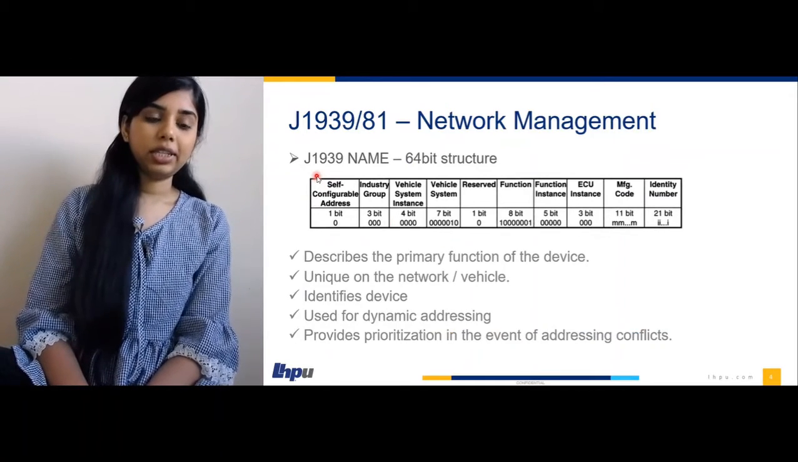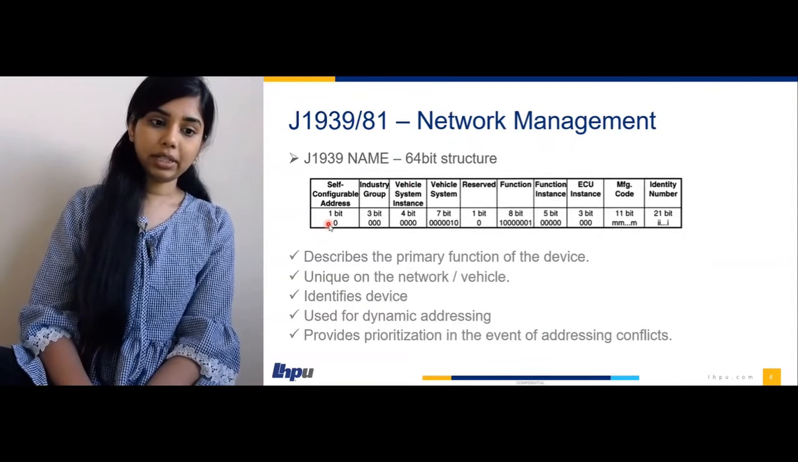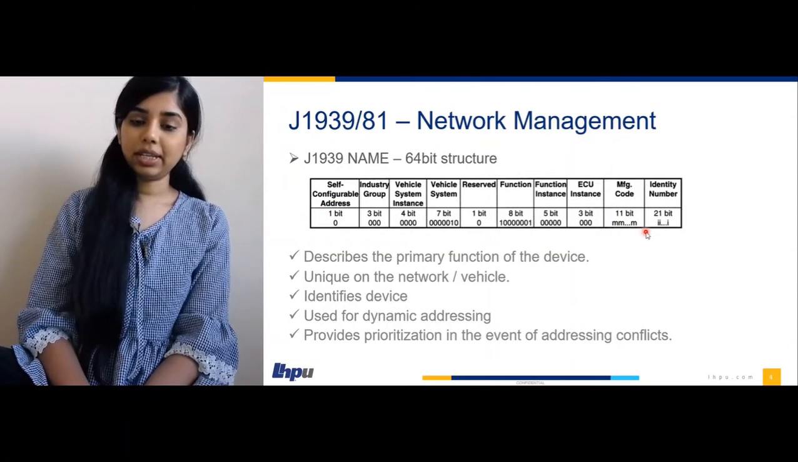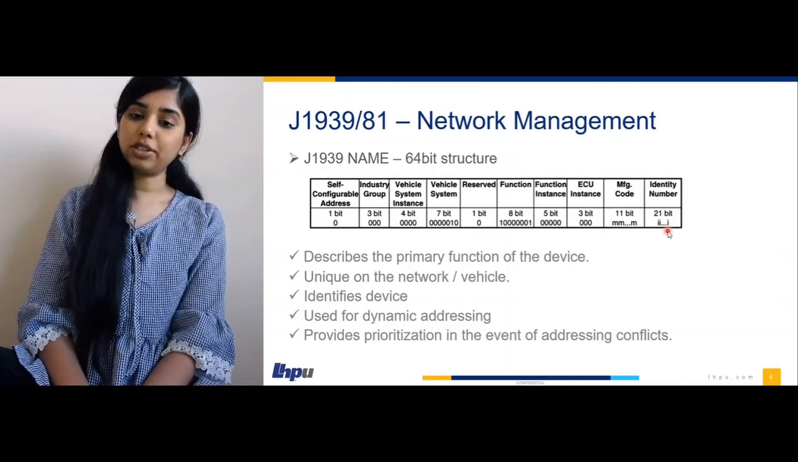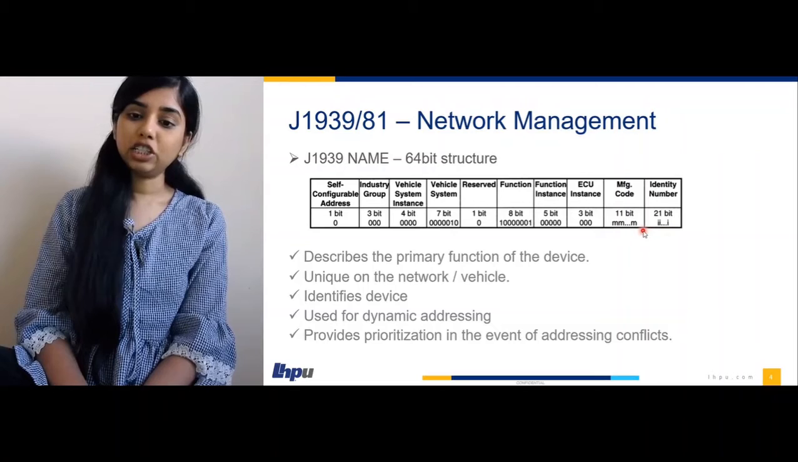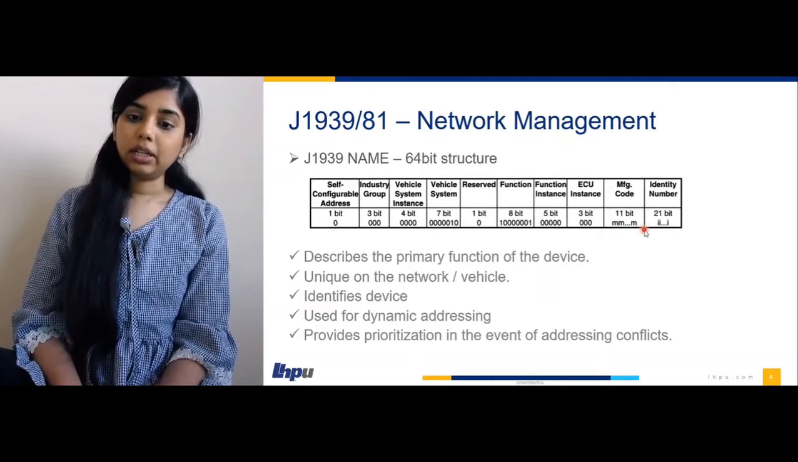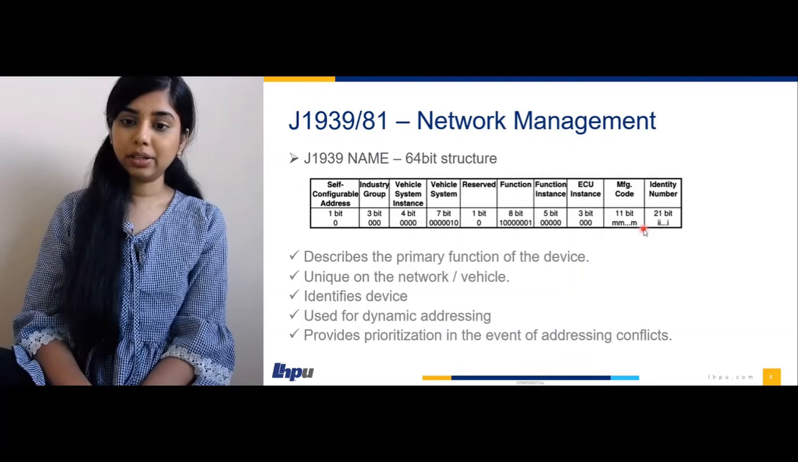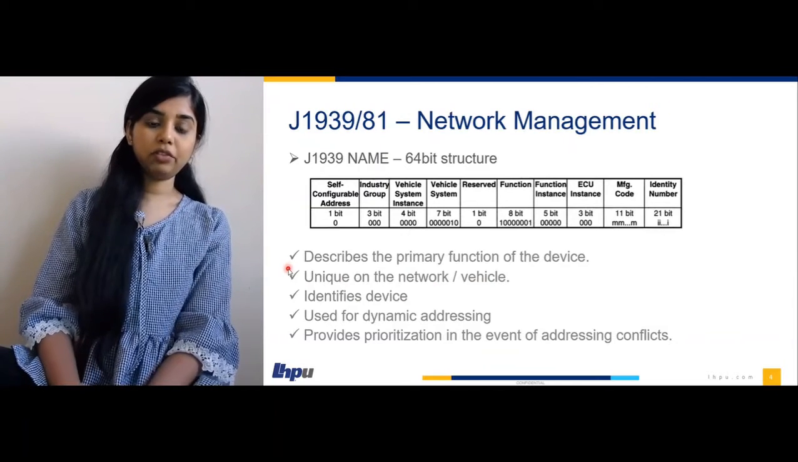We then have the J1939 name, which is a 64-bit structure. The most significant bit tells us if the device is self-configurable or not, whereas on the least significant side, we have an 11-bit manufacturer code and a 21-bit identity number. The manufacturer manages this section and makes sure that each device is unique on the network. In case of multiple ECUs, they have to make sure that each ECU or each device is provided with a unique identity number.